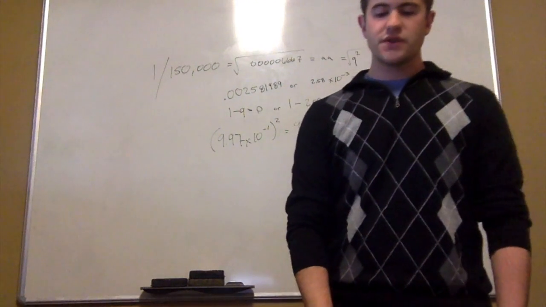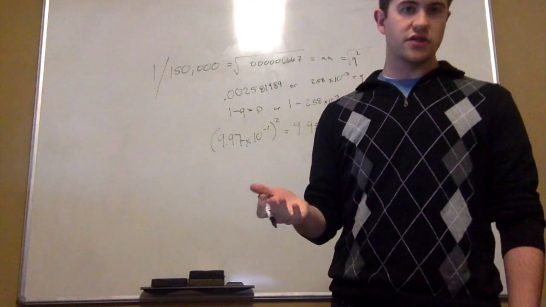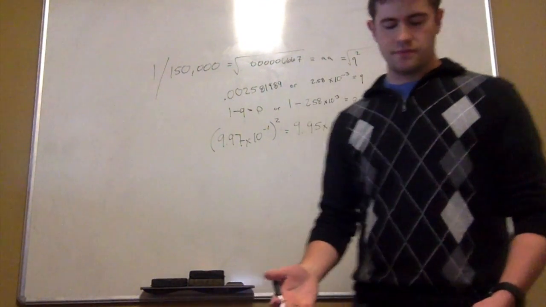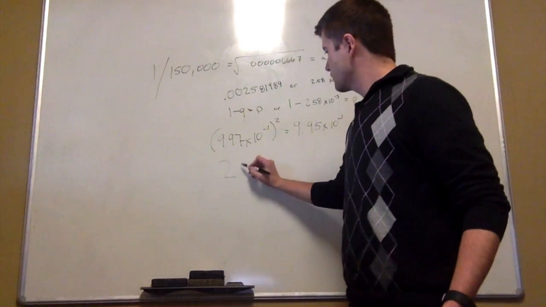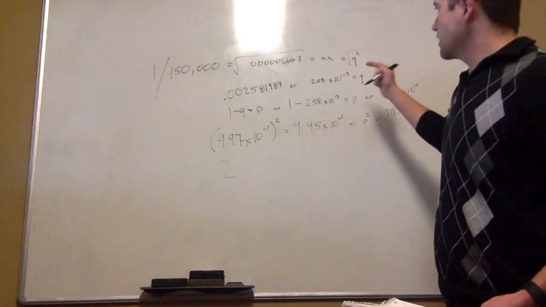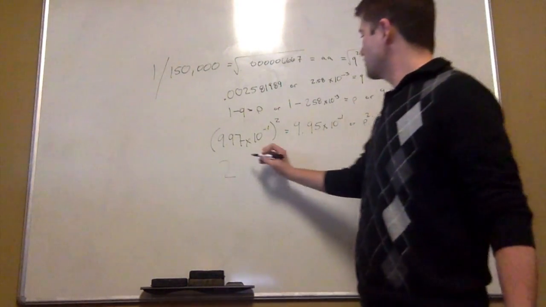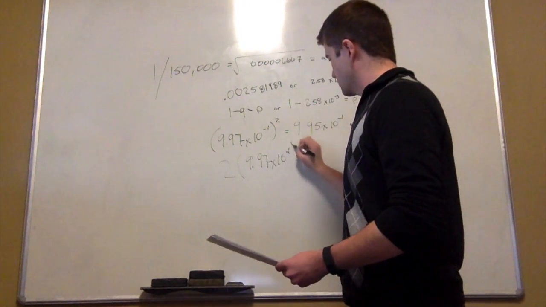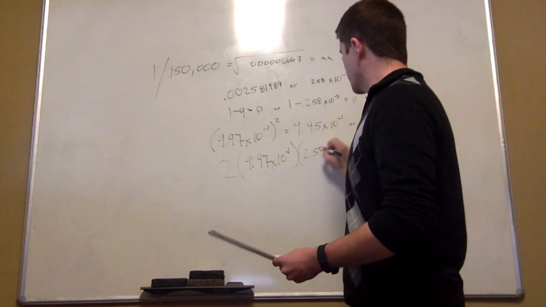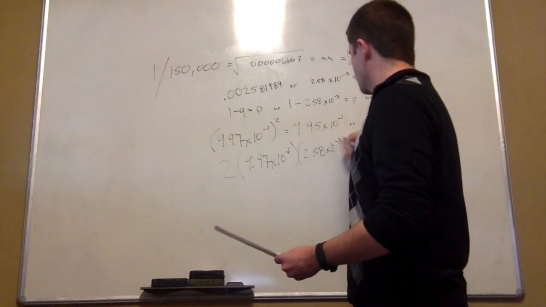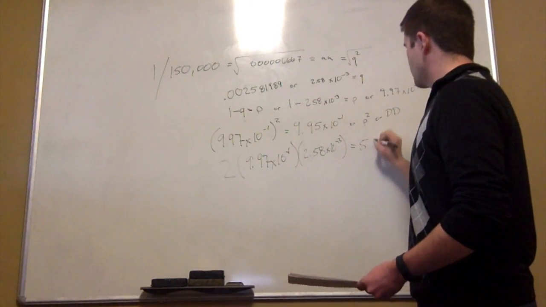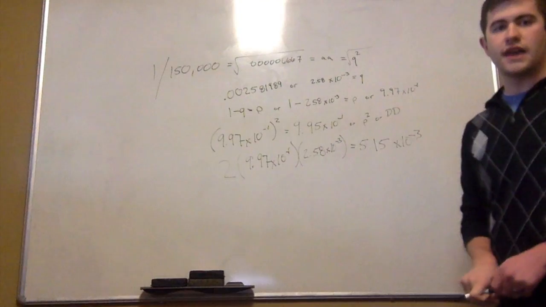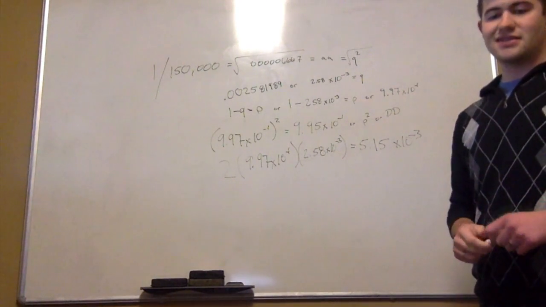Part D says what is the frequency of the capital D lowercase d genotype, or the heterozygous genotype in the population? To find that, we do 2 times p times q. So we take 2 times our p value times our q value. So it would be 2 times 9.97 times 10 to the negative 1 times 2.58 times 10 to the negative 3 equals 5.15 times 10 to the negative 3. And that would be our answers for A, B, C, and D of question 1.